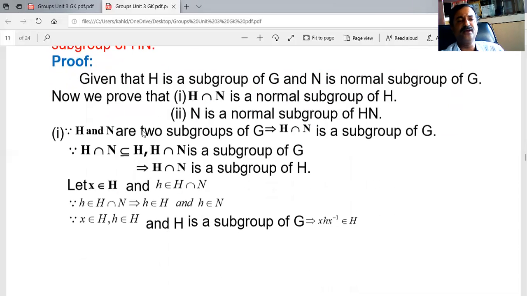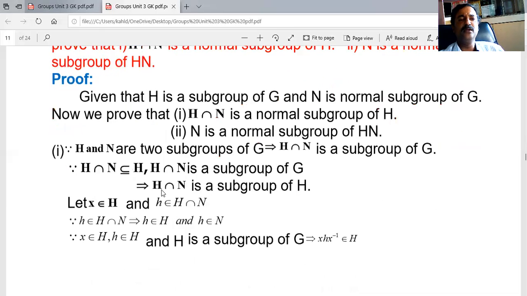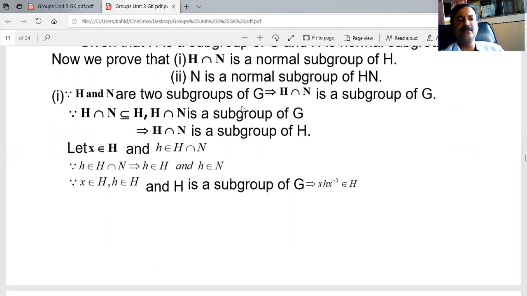First of all, we know that H and N are two subgroups. Given that N is a normal subgroup means it is a subgroup, and H is a subgroup. That implies the intersection of two subgroups is a subgroup. We know this from unit 2, 2.1. That means H intersection N is also a subgroup of G.